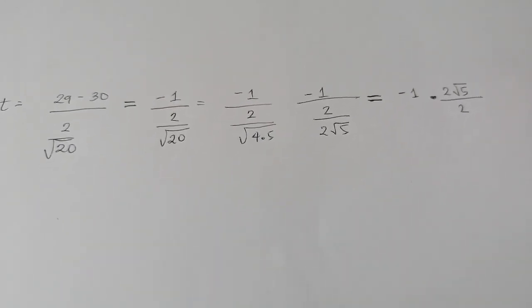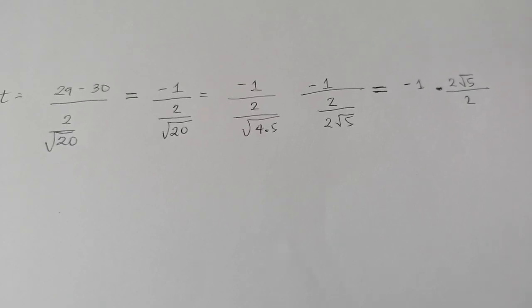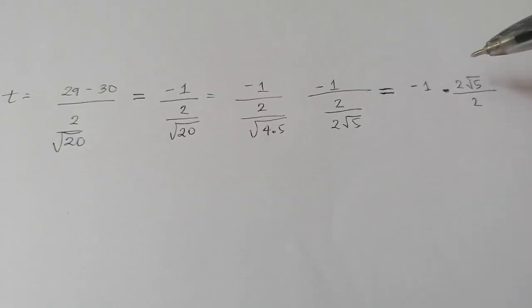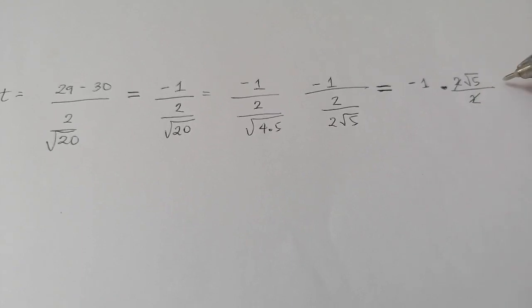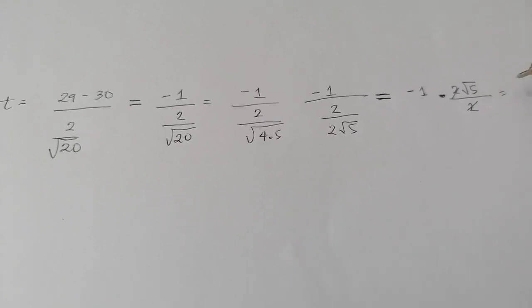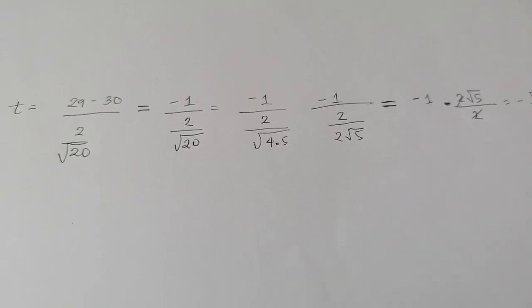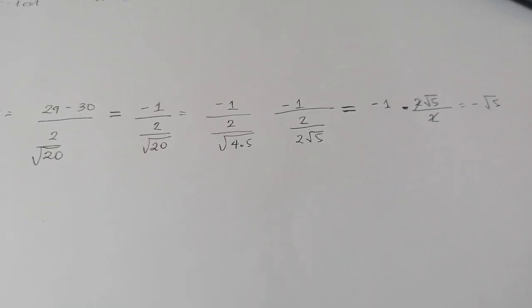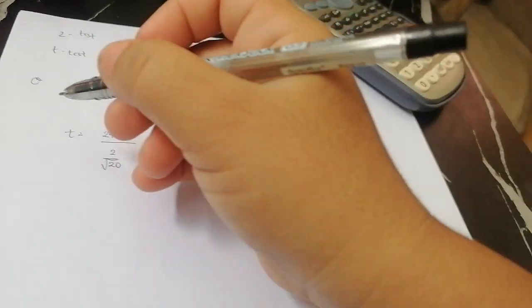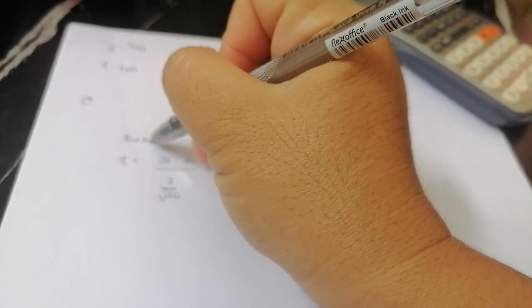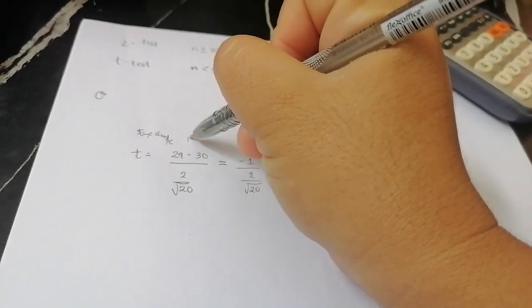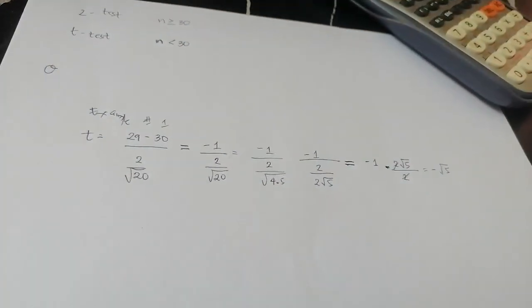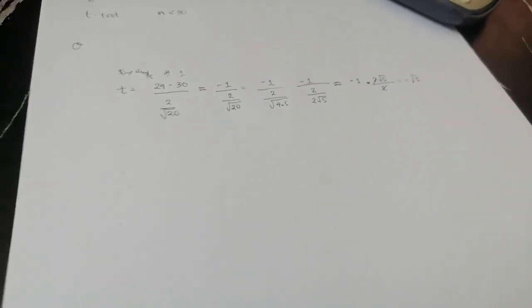So negative 1 times 2 square root of 5 divided by 2. So we can cancel 2. Then negative 1 times square root of 5, that is negative square root of 5. Alright? Okay, that is example number 1.